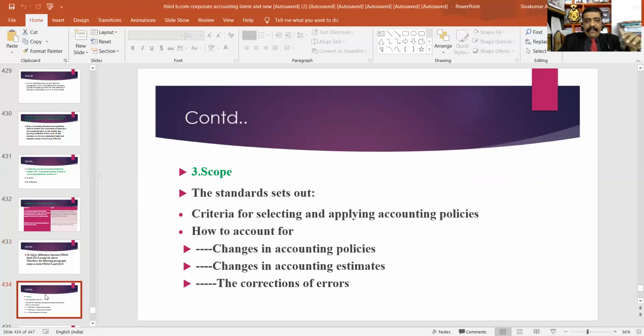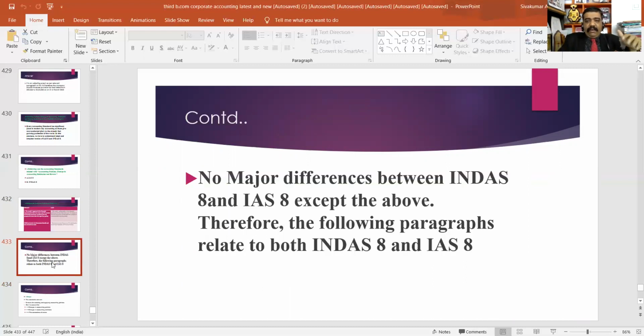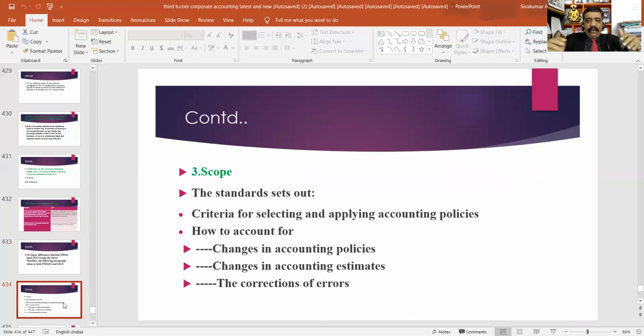Therefore, further discussion in this session is equally applicable to IAS 8 and INDAS 8. All other concepts are similar in INDAS 8 and IAS 8. First of all, we have to discuss the scope of the accounting standard.